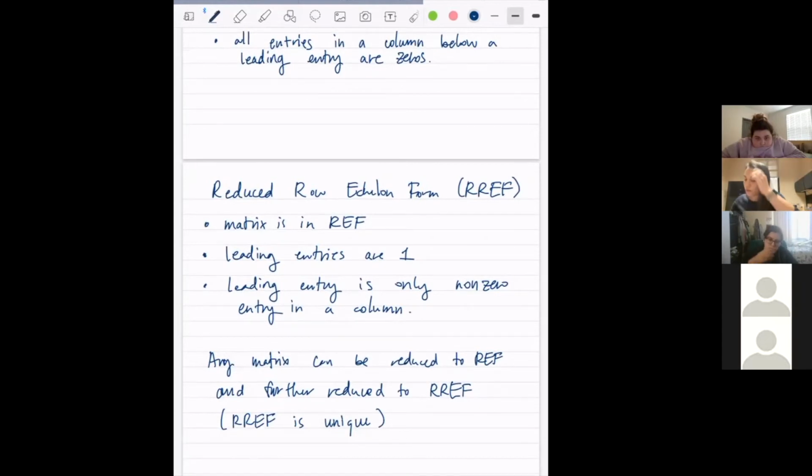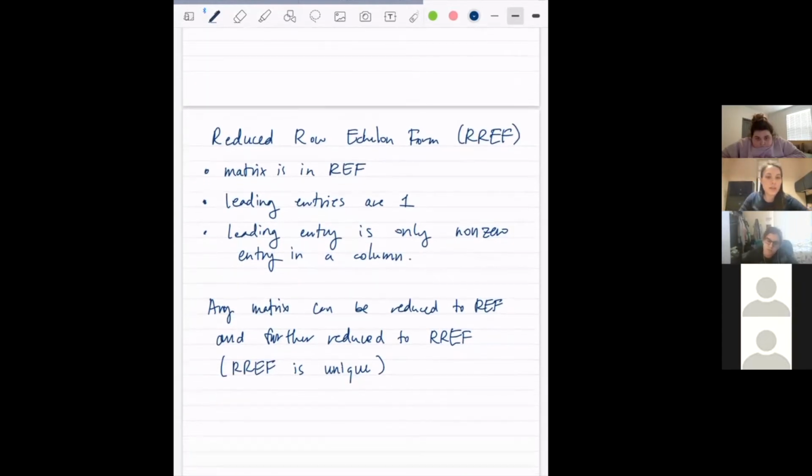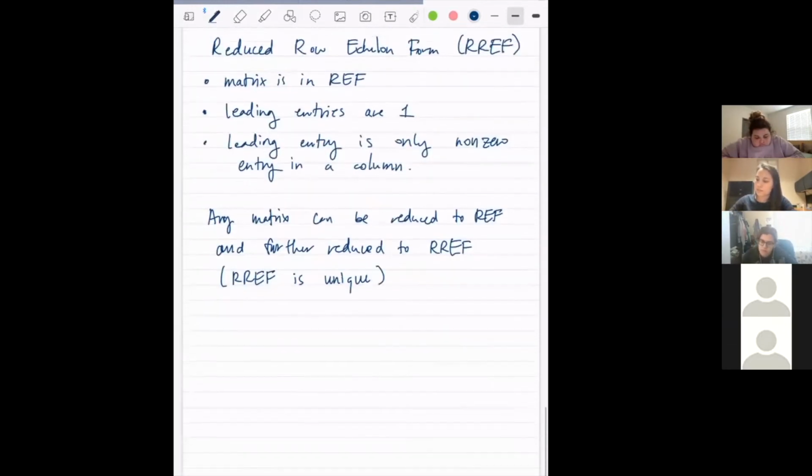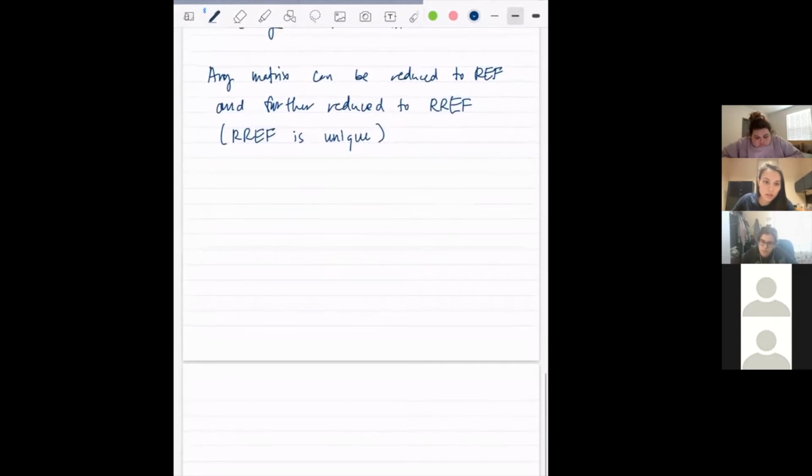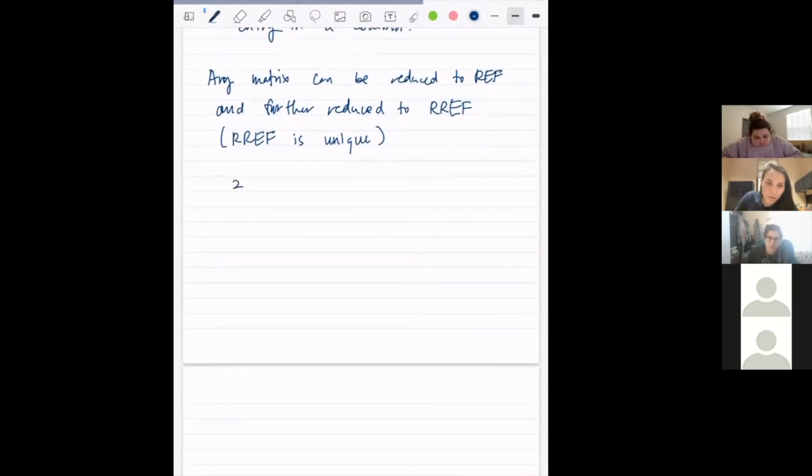Okay, so I'm going to write down a few matrices and I want you to determine which ones are in row echelon form and which ones are in reduced row echelon form, and try to be able to explain in words why it is one of those or neither, right?